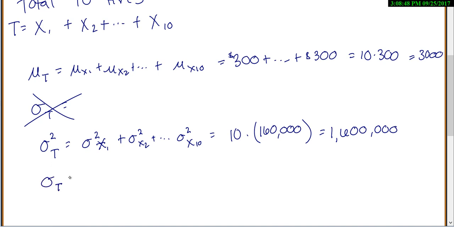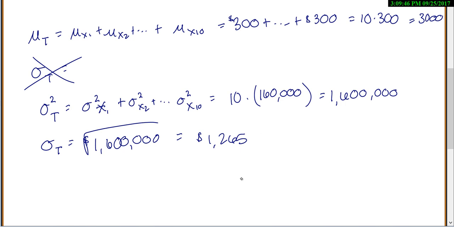Now for the standard deviation of the total, if we take the square root of the variance, we get 1,265. So that's the standard deviation of the total. Now that's kind of intermediate stuff. That's not what they've really asked us to find. They asked us to find the standard deviation and expected value for the average. Well, how do you find the average of 10 fires?